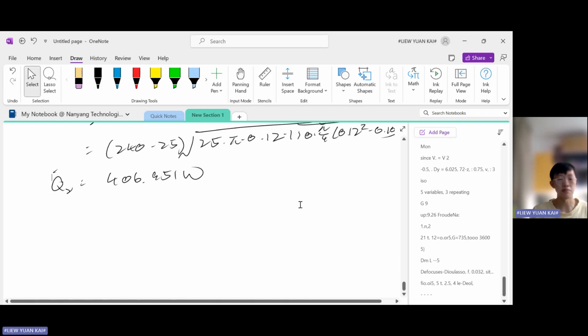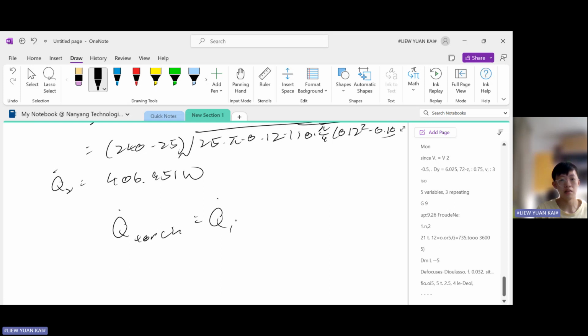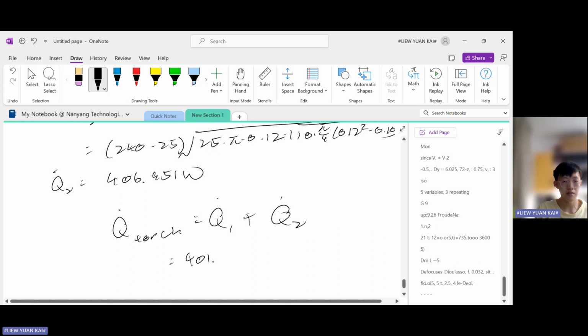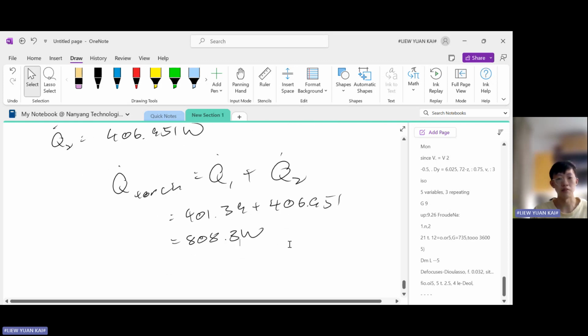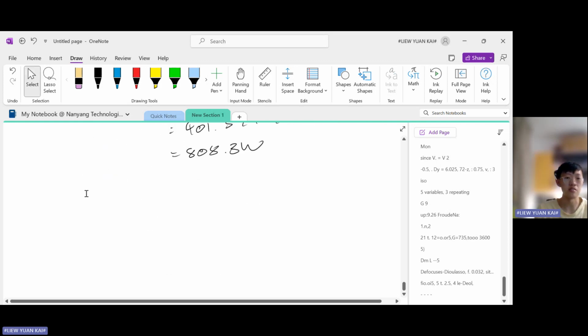And remember, they asked for the heat supplied to the torch, right? So Q torch is given by Q1 plus Q2. Plug in the numbers that you calculated earlier. And you should get, okay, this is the heat supplied to the torch, at least what we calculated. So now they also ask us to state our assumptions. So let's show our assumptions.